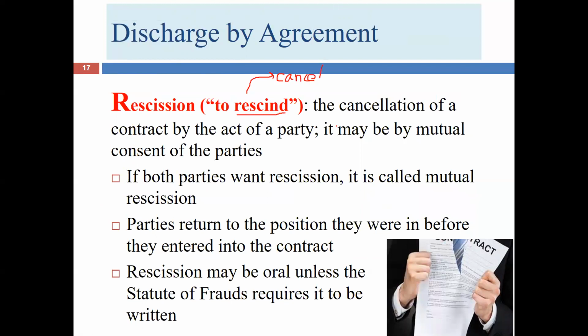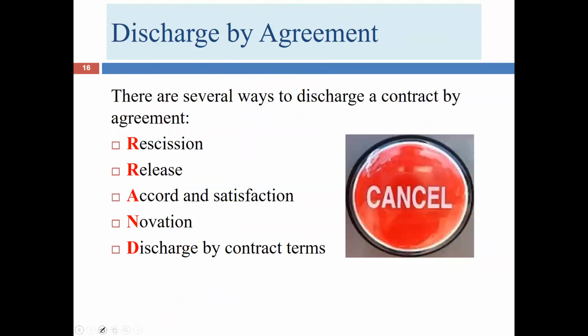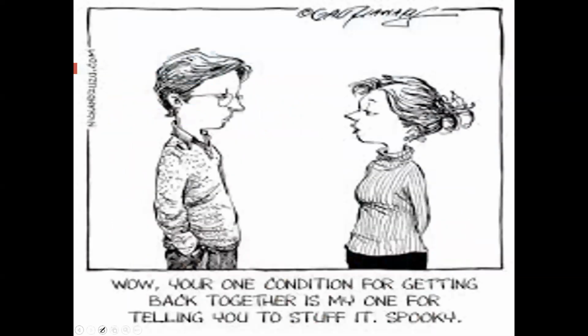And you can see right here, actually, the definition says it. The cancellation of a contract by the act of a party. It may be by mutual consent of the parties. So that would obviously be mutual rescission. If both parties want to cancel the contract, honestly, the courts aren't even going to get involved because there's no need to.